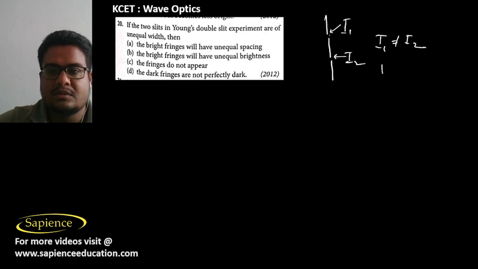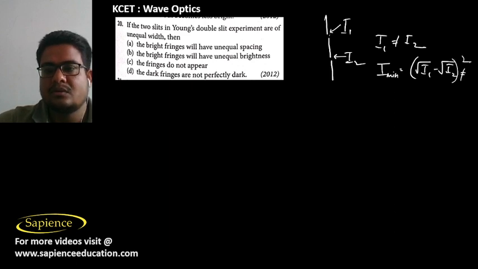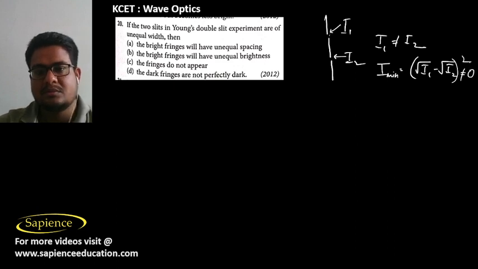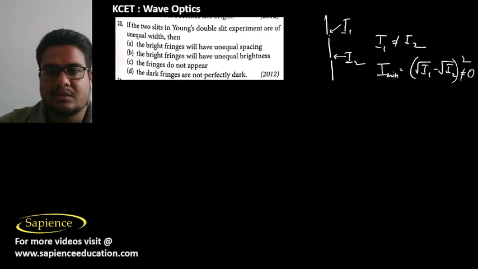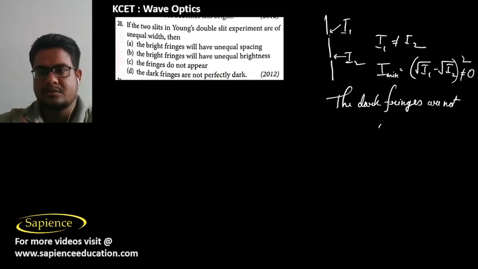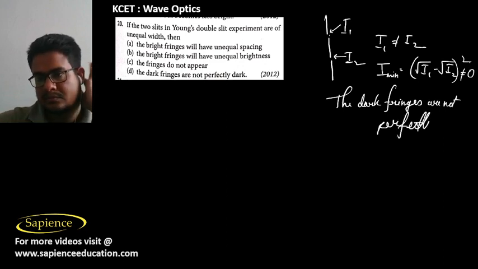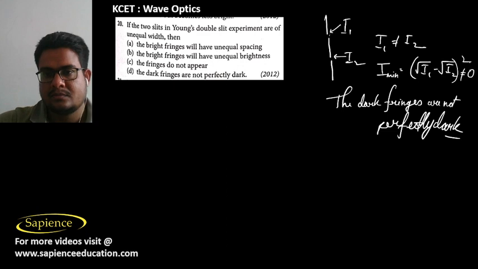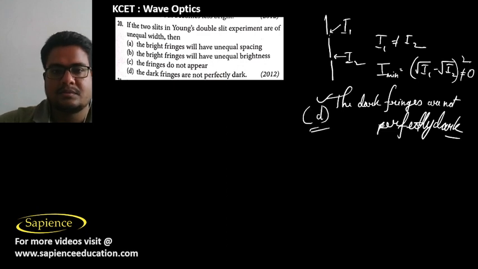That means the minimum intensity is equal to (square root of I1 minus square root of I2) whole squared, which is not equal to 0. So the minimum intensity is not 0. It means that the dark fringes are not perfectly dark. So option D is the correct answer.